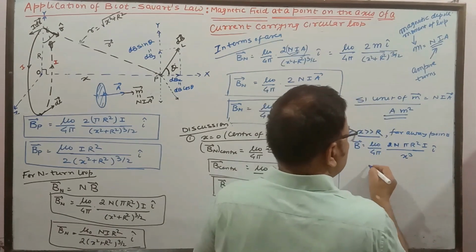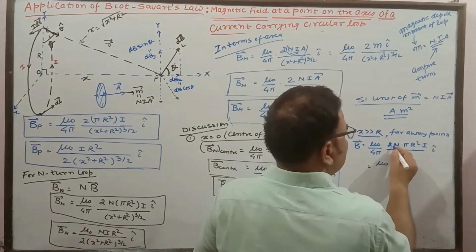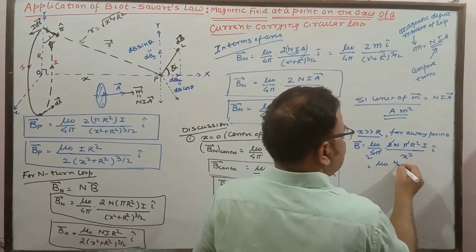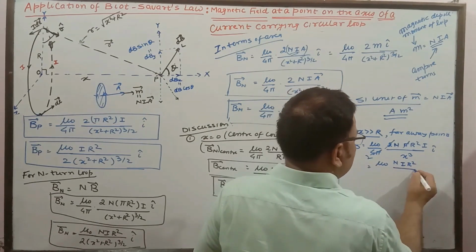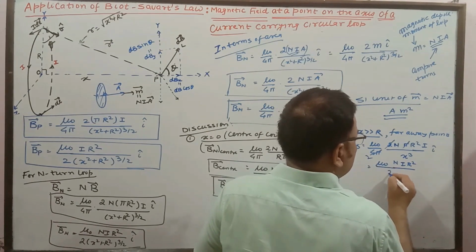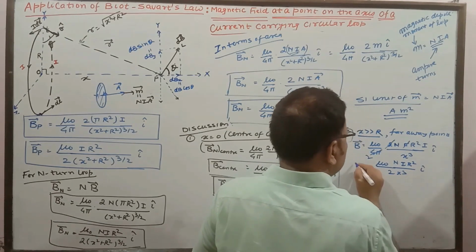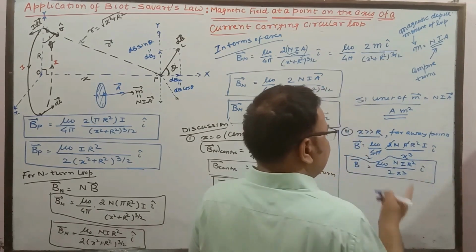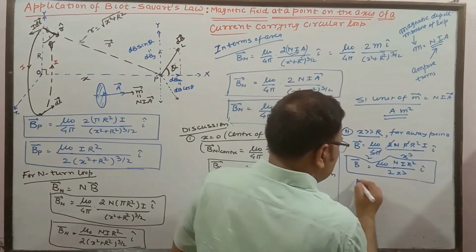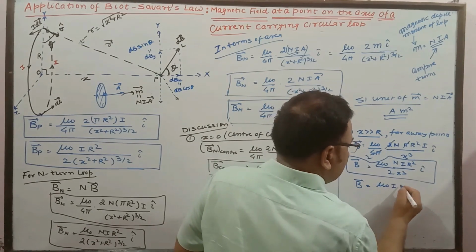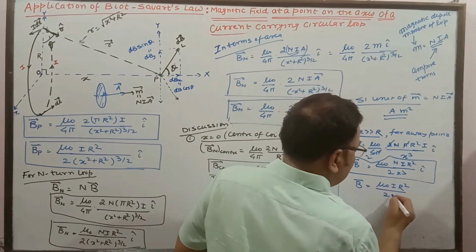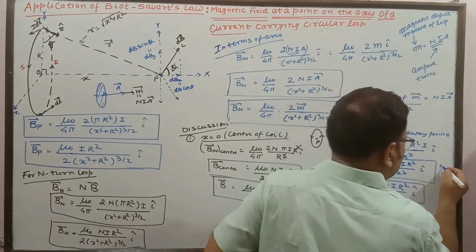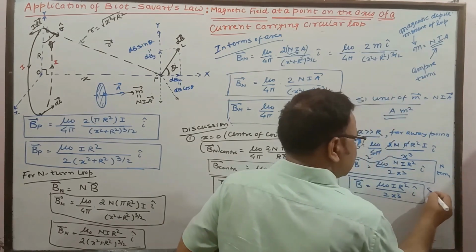You can solve this. This is equal to mu naught, 2 pi cancelled out, and here n I r square upon 2 x cube I cap. This is B vector. And for a single turn, B is equal to mu naught I r square upon 2x cube I cap. This is for n turn, and this one is for a single turn.